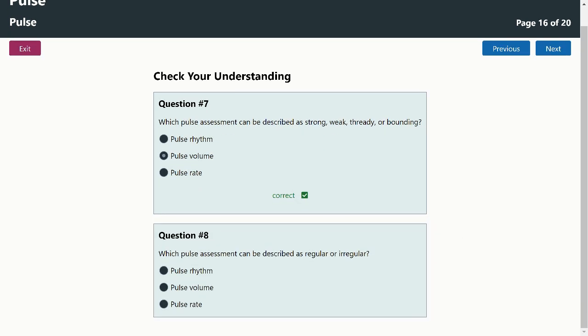Pulse volume. And which pulse assessment can be described as regular or irregular? Pulse what? Pulse rhythm.